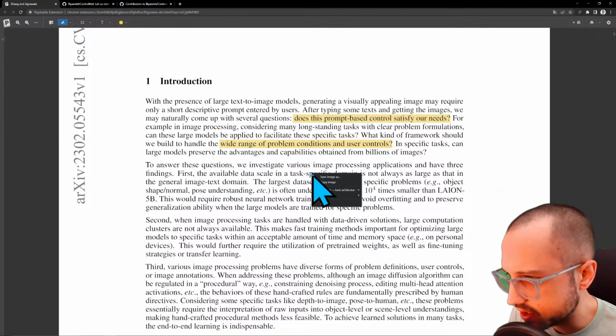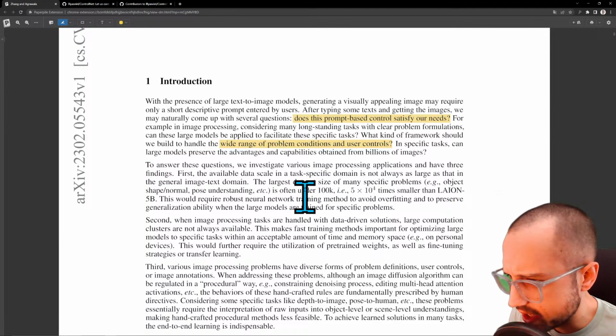Available data scale in a task-specific domain is not always as large as that in the general image-text domain. Largest dataset size for many specific problems is often under 100K. Okay, this would require robust neural network training to avoid overfitting and to preserve generalization.